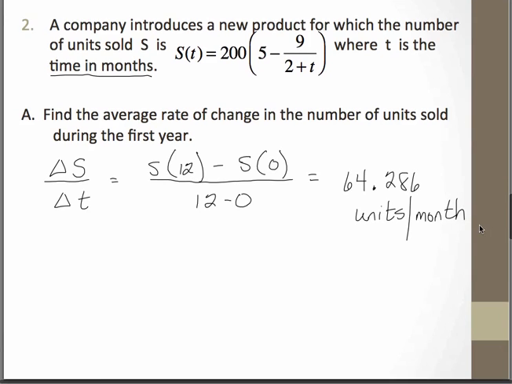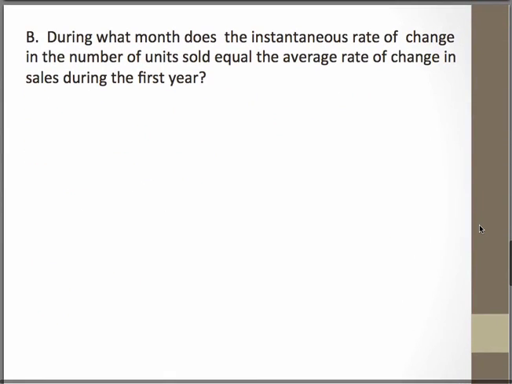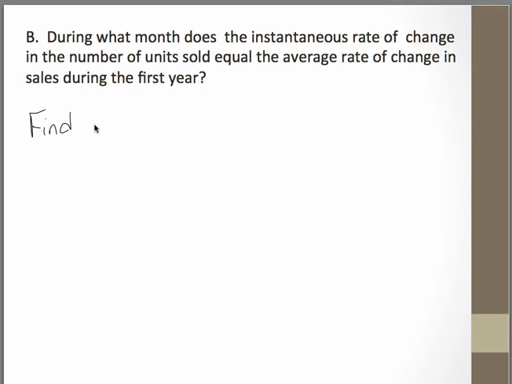Now the next question, again including the mean value theorem, is asking us when it is during that first year that the instantaneous rate of change is going to equal the average rate of change in the number of units sold. So what we want to find is where that derivative, again I'm going to call it C, is equal to that 64.286. Now, this is another great opportunity to maybe use our calculator to do some of the work for us. Because, of course, it will graph the derivative for us. And we could really set that equal to this value that we found and just find the intersection. So let's go ahead and try it that way.